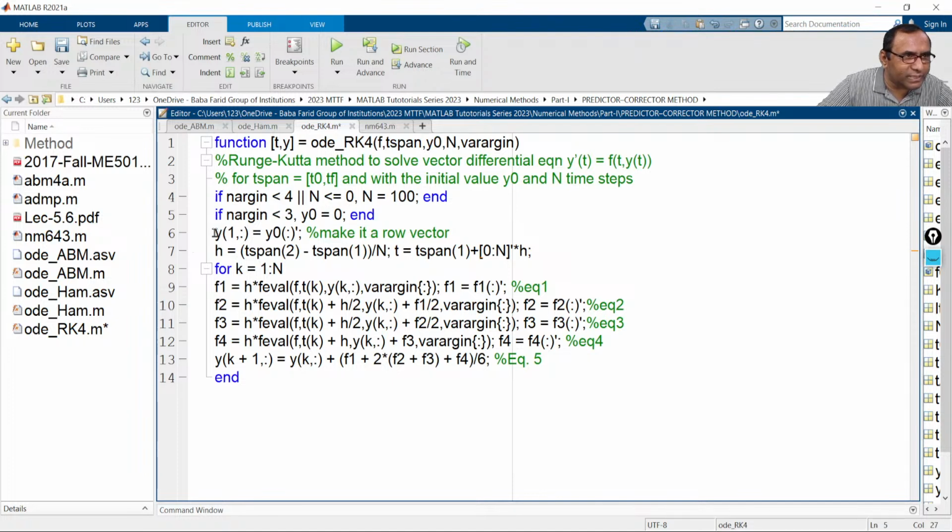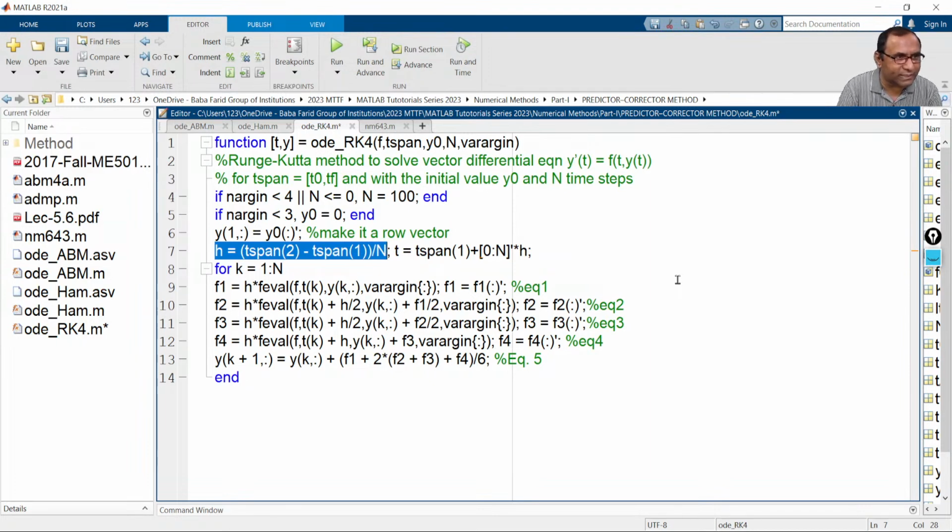Now, what do you mean by this one? This will create a row vector for y. So this will start from the initial value, and when we have the first solution, second solution, all the values will be updated in their place. And this is the h. h is equal to t span 2 minus t span 1 upon n.